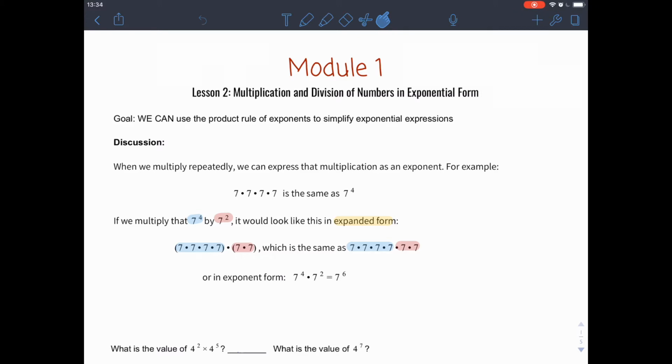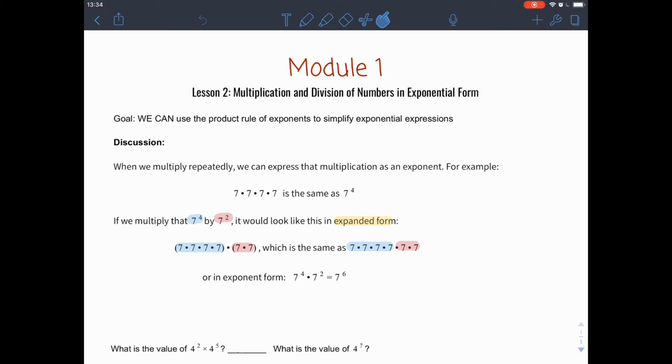So that's part of what we're looking at here: when we multiply together numbers that have the same base, all that we really need to do is add together their exponents, because that tells us all together how many of that number is being multiplied together. And this only works when we have the same base, like these all had the base of 7.